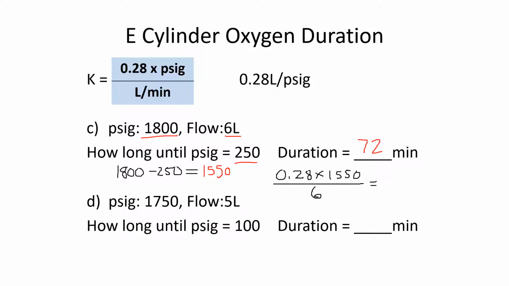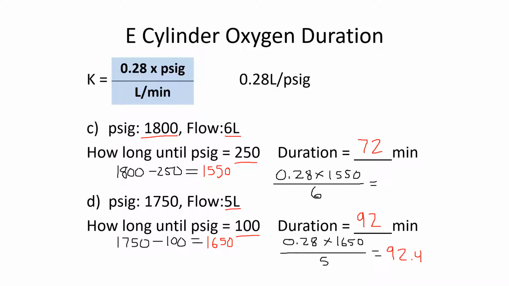And D, we're actually going to use only 1650 for D. At a rate of 5, 92 minutes. So not too bad. A little more, an hour and a half. You can do a yoga session, hot yoga, 90 minutes. Would they survive with an oxygen tank?